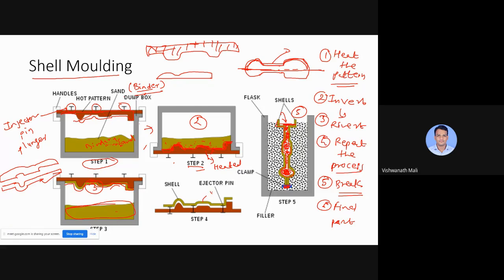This is one part, and by repeating the process we get the other part, and then we join these two parts of shells and we get the mold. In that mold, we pour the molten metal and we get the required casting. Once the casting is solidified, we break this and we get the final product. Right. So this is shell molding.